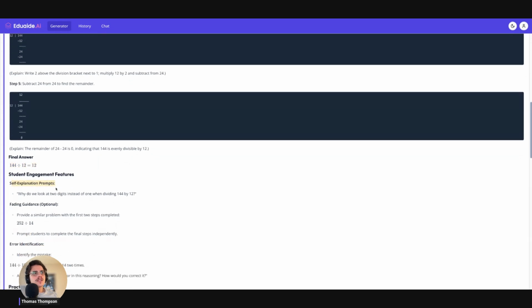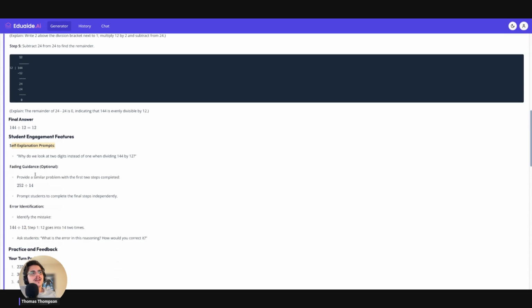We can move into self-explanation prompts. Why do we look at 2 digits instead of 1 when dividing 144 by 12? We could also do some fading guidance where we provide a similar problem with the first two steps completed, like 252 divided by 14, then prompt students to complete the final steps independently.